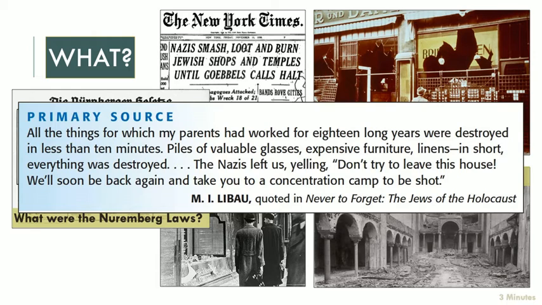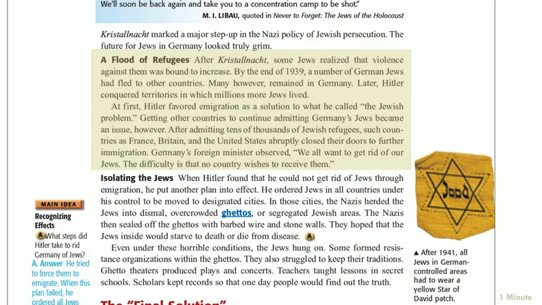And so what you're going to do now is I'm going to give you sections from your textbook, and you could either pause and read, or you could listen to me read aloud and then answer the questions that follow. So we'll get to some background by looking at the information that's found in your textbook. After Kristallnacht, there's a section, A Flood of Refugees.